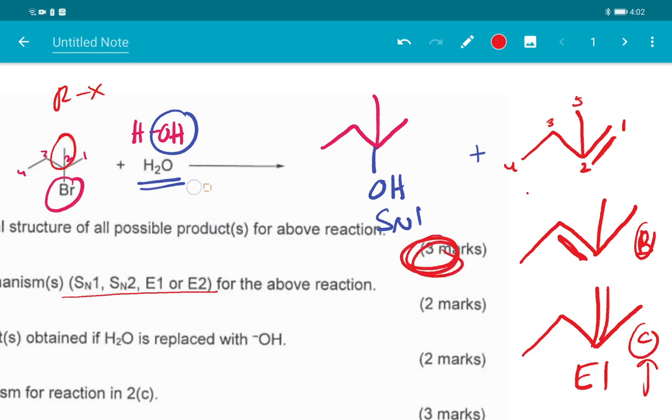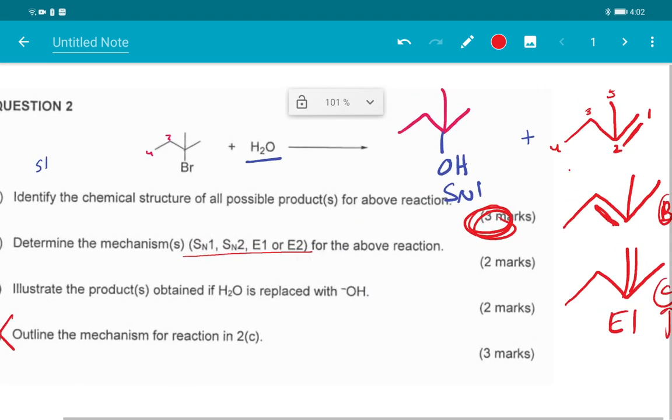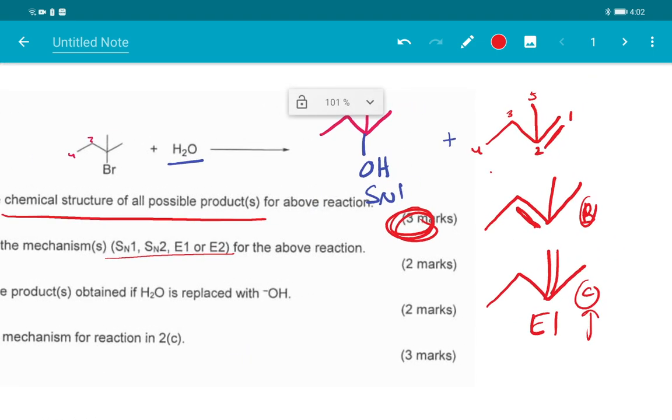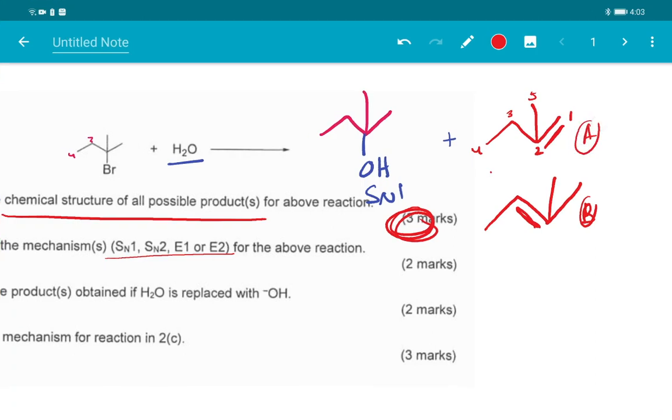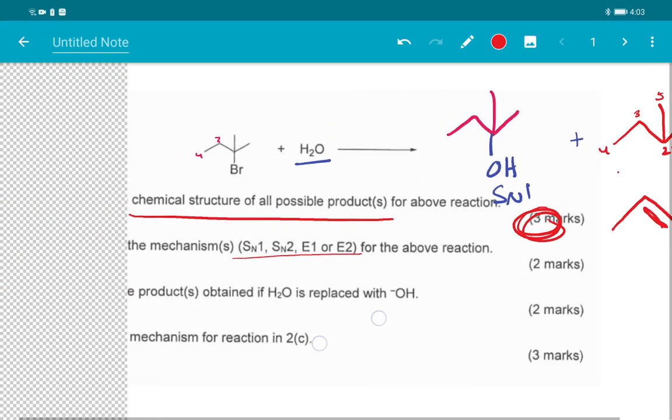Because the first question requested the product formed. Okay, identify the chemical structure of all possible products. One mark for the SN1 and 2 marks for the E1 product. So for C, we can ignore it because it is the same compound as A, which I mentioned just now. Okay, there will be 3 marks.